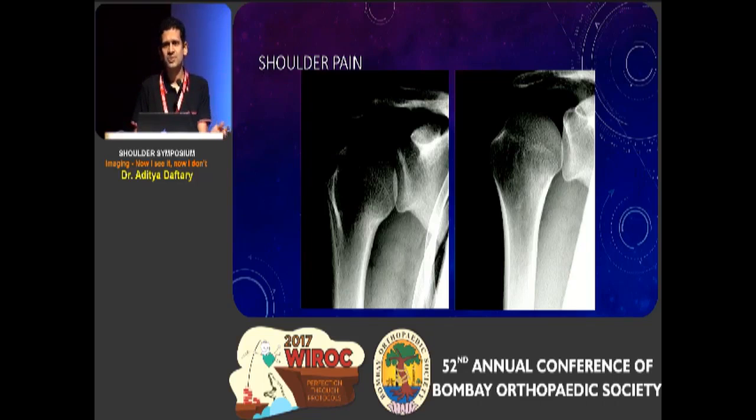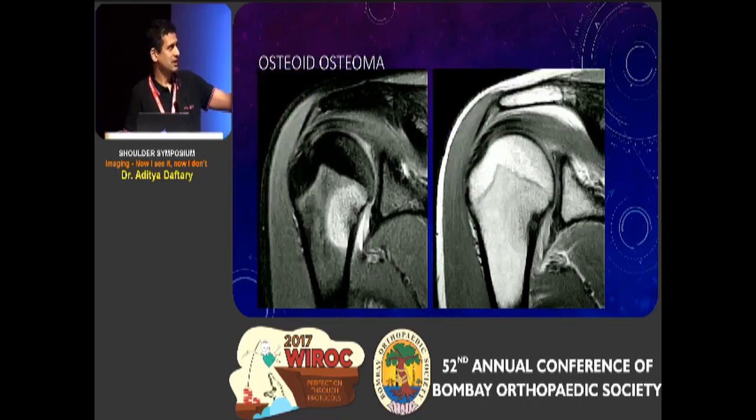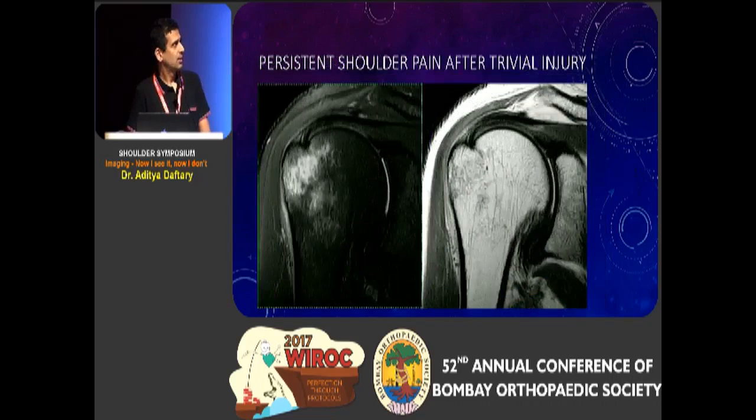I think adhesive capsulitis is a diagnosis of exclusion. I think in many of them, we're now finding very significant other abnormalities. And this is a younger patient in whom we actually found this sort of bright, cortical-based lesion with a lot of edema around it, which turned out to be an osteoid osteoma. Here's another person who had a trivial injury, came back with a stiff shoulder, and actually ended up having a greater tuberosity fracture, which you picked up on MR, which didn't show up on the X-ray.